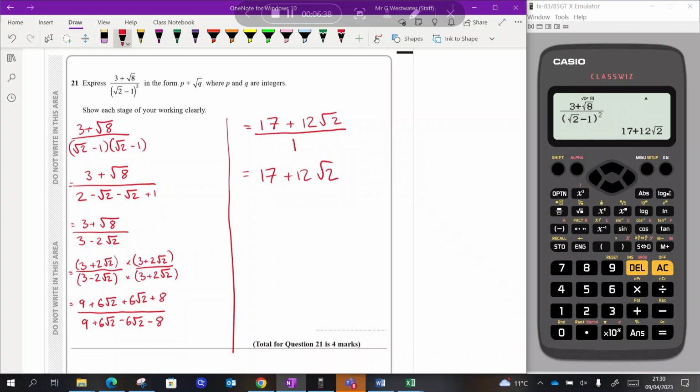So that gives me confidence, but it's not what the question's asked for. The question has asked for it to be in the term of root q. So I need to adjust this surd so it's just one thing under the square root sign. I can do this by thinking about 12 as the square root of 144 times root 2, and these two combined are going to be the square root of 288. So 17 plus the square root of 288 is the answer. Okay.